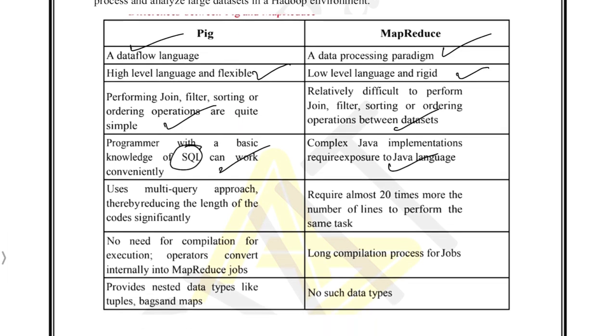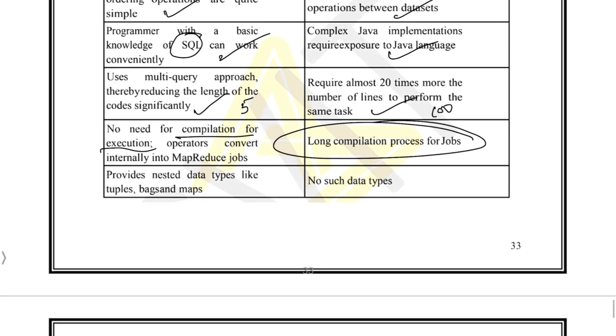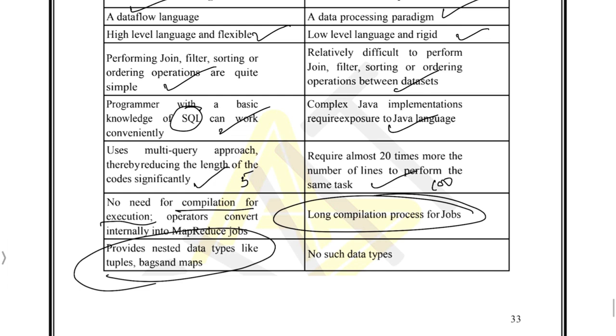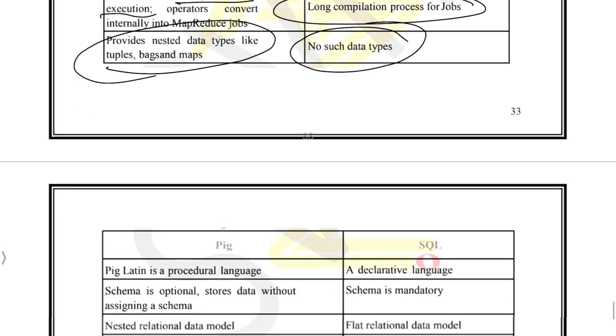Also, Pig uses a multi-query approach, which reduces the lines of code significantly, whereas the MapReduce technique has a huge number of lines of code to perform the same task. Suppose addition of numbers can be done in Pig using 5 lines, whereas 100 lines may be needed in MapReduce. Pig does not require any compilation for execution, whereas long compilation is needed for MapReduce. Also, Pig supports nested data types, whereas MapReduce does not support any nested data types.